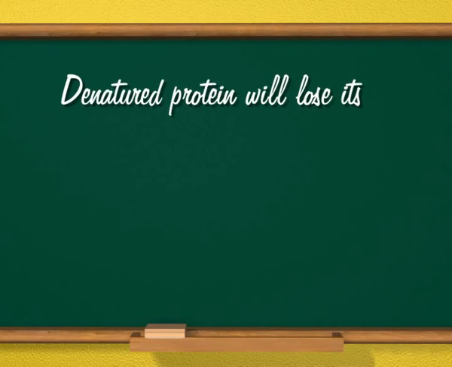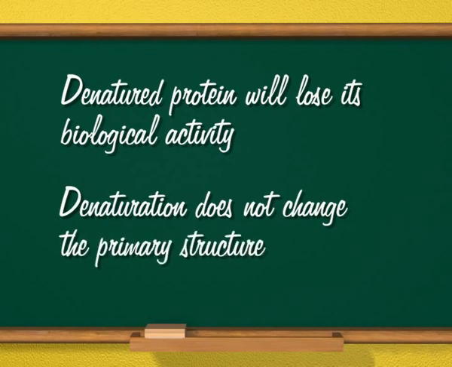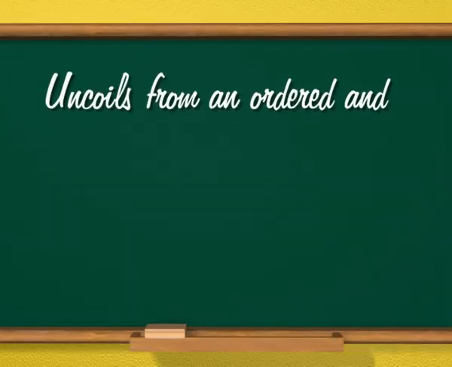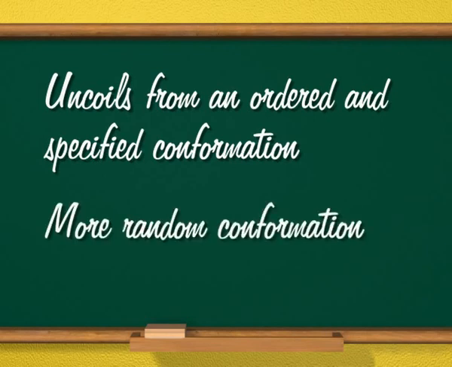It brings physical and chemical changes in the protein. Heating increases the thermal vibration of the molecule, disrupting hydrogen bonding. The denatured protein will lose its biological activity. Denaturation does not change the primary structure. During denaturation, the protein molecule uncoils from an ordered and specified conformation into a more random conformation, and the protein precipitates from solution, which may or may not be reversible.